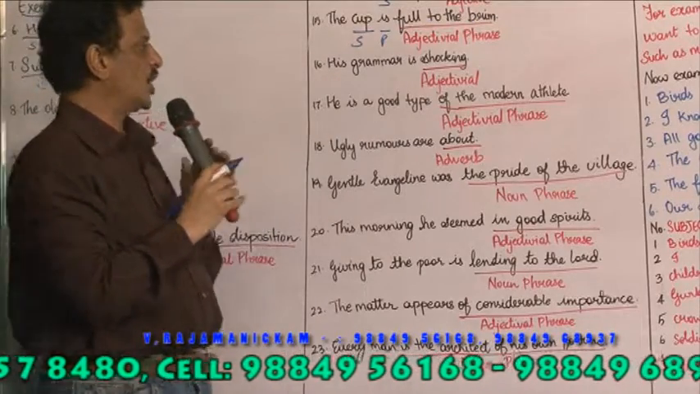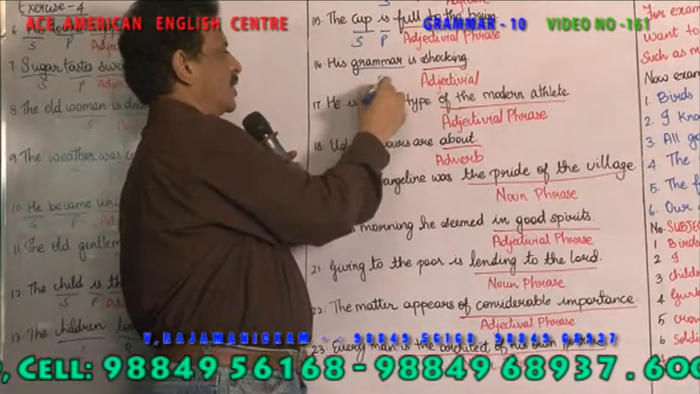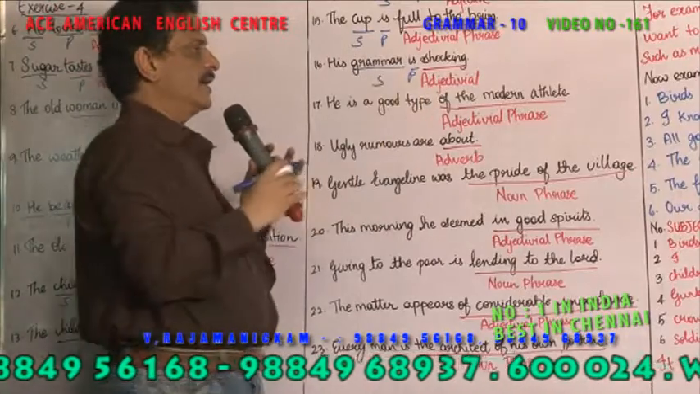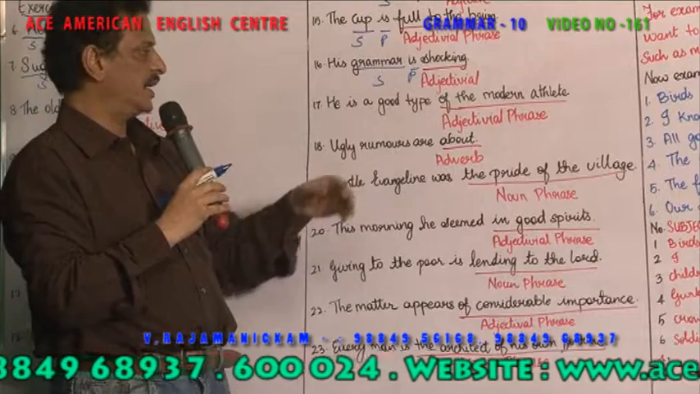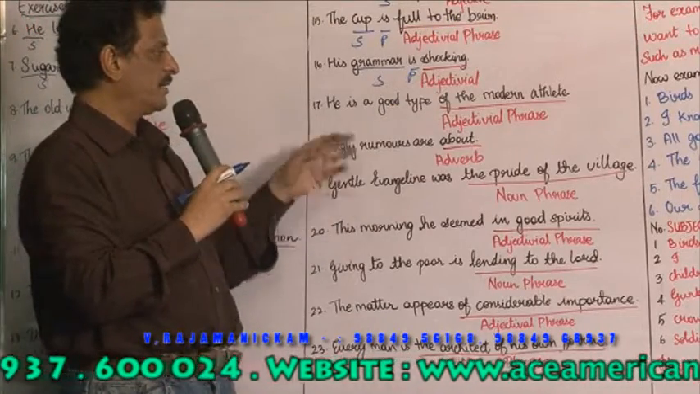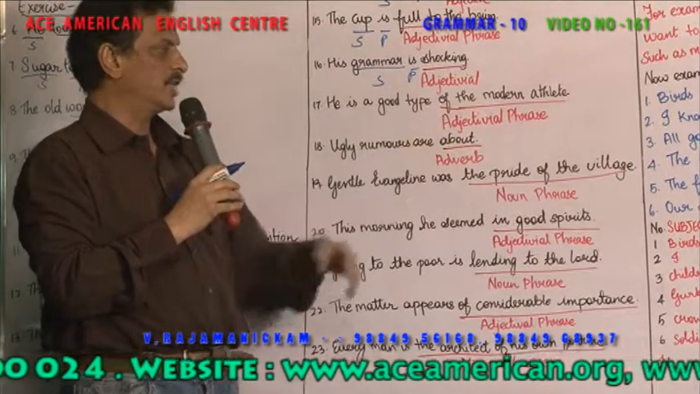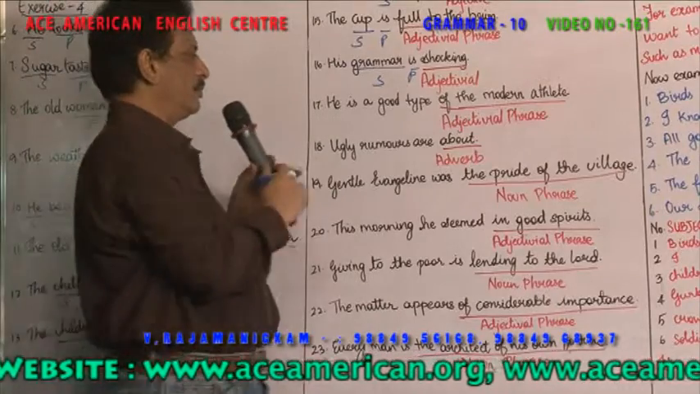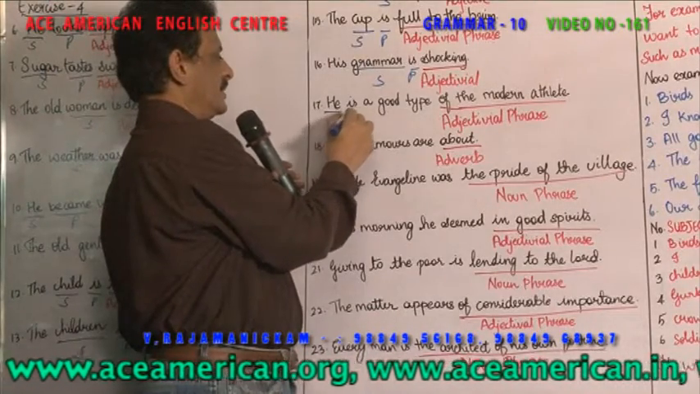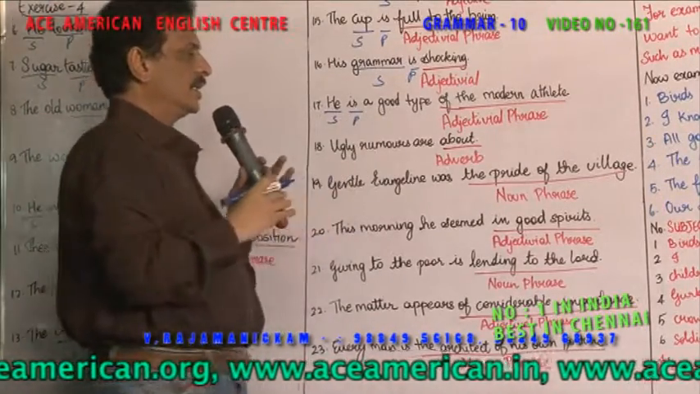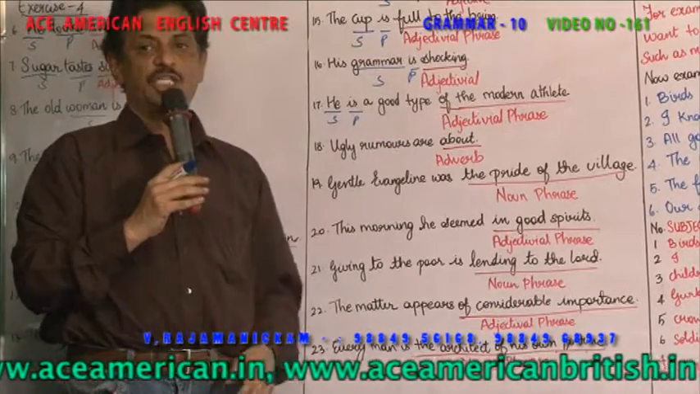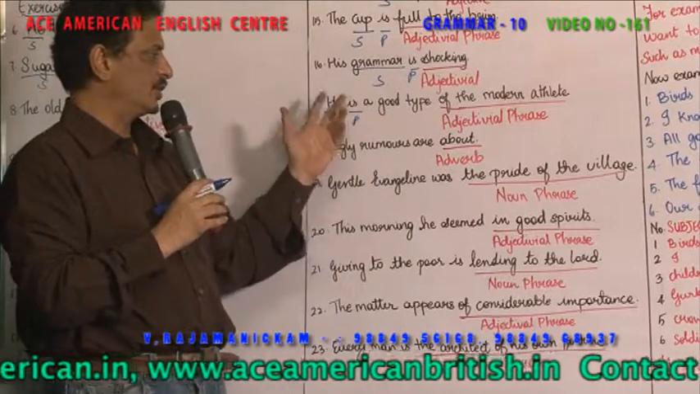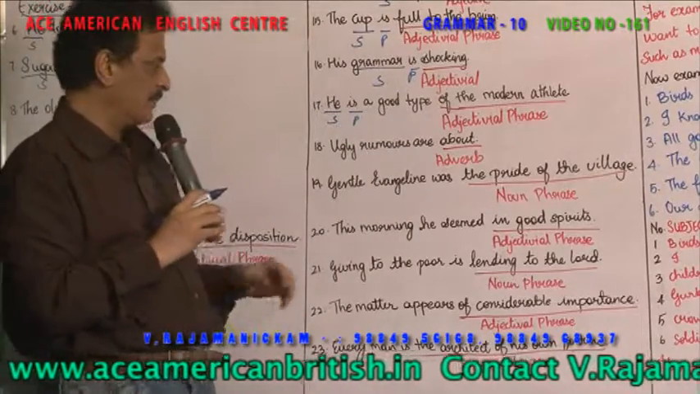His grammar is shocking, so grammar is the subject word. Is is the predicative. Shocking becomes an adjectival; it is a participle, so adjectival complement. He is a good type of modern athlete. He becomes the subject. Is is the predicative word, the verb. A good type of modern athlete becomes an adjectival phrase. It tells about this gentleman. He doesn't take an object.